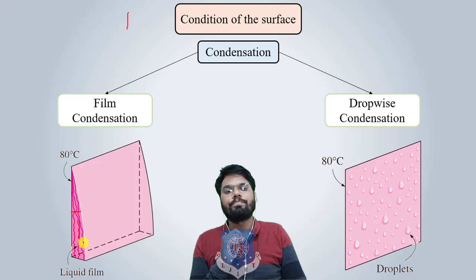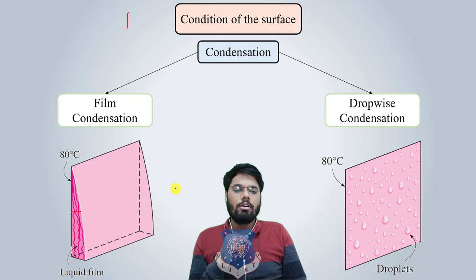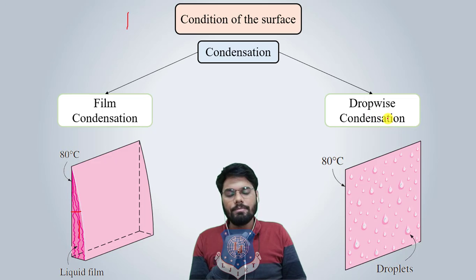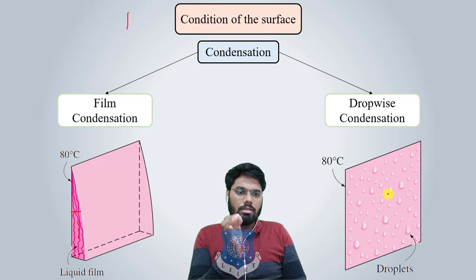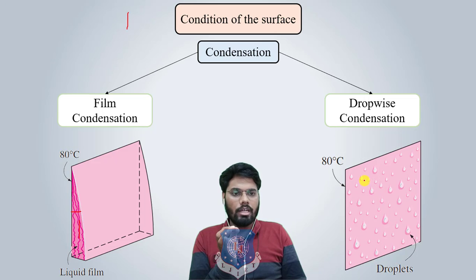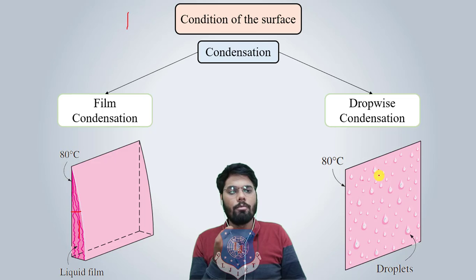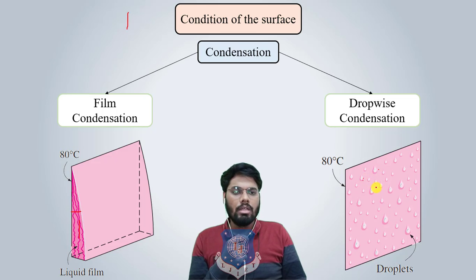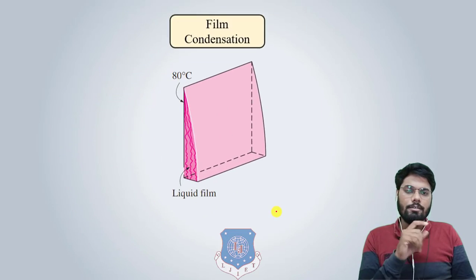According to the condition of the surface, another type of condensation is drop-wise condensation. It purely depends on the surface condition. In drop-wise condensation, vapor condenses on the surface of the solid in droplet form. Here you can see in the figure, the vapor condenses and takes the form of liquid droplets. After a certain size, these droplets will also flow downward due to the effect of gravity. Now let's understand both types.